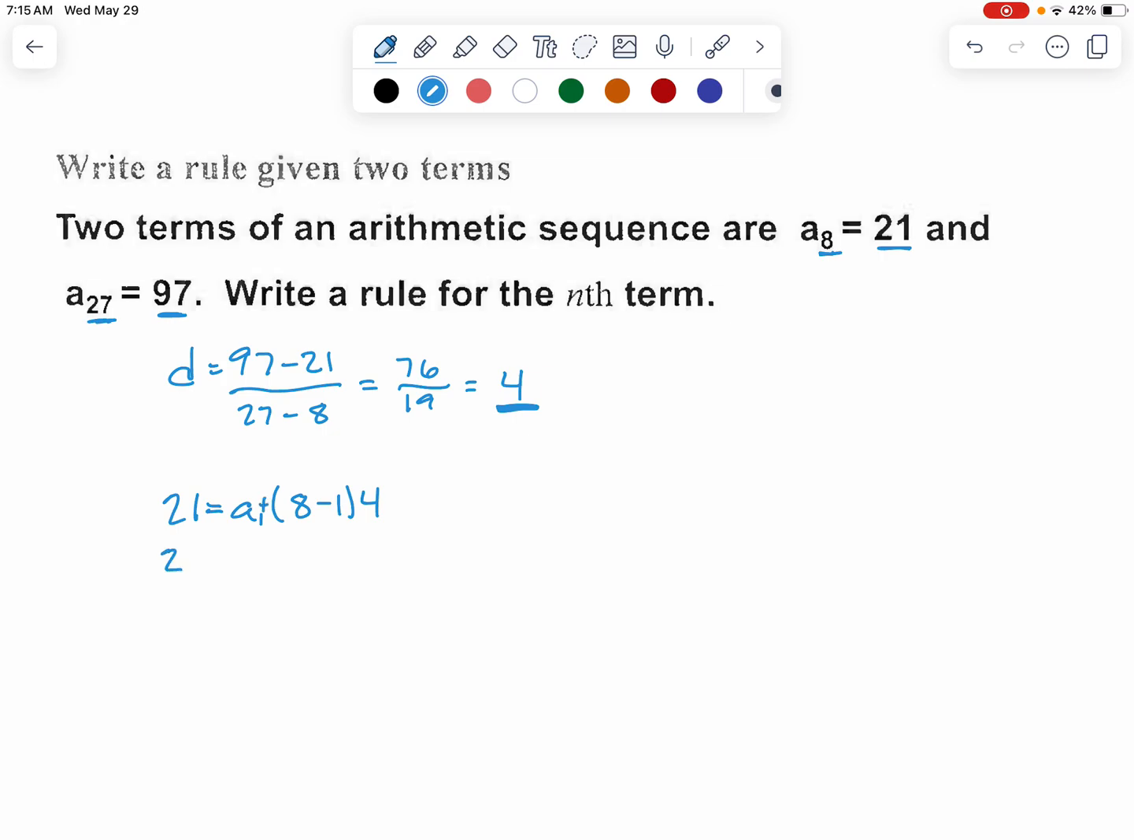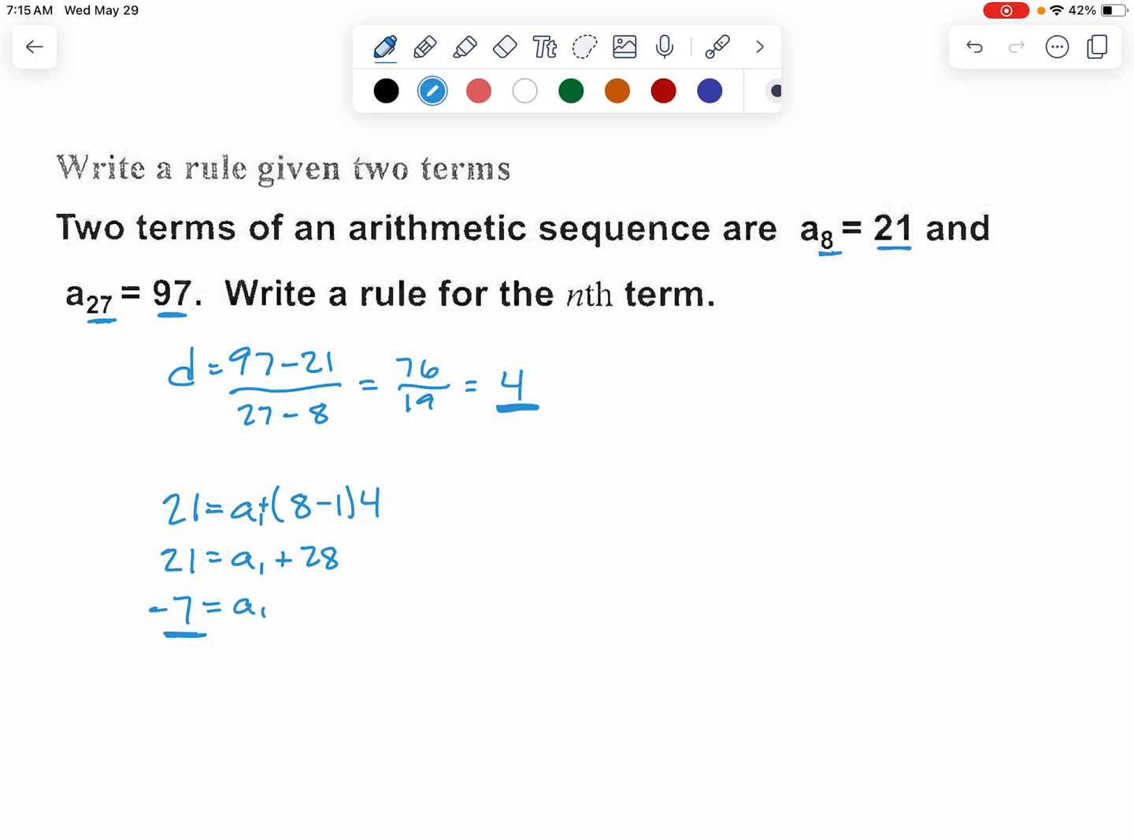Oh, and there's a plus sign in there. So that gives us 21 equals a sub 1 plus 8 minus 1 is 7. 7 times 4 is 28. So we can find that negative 7 is actually your first term.